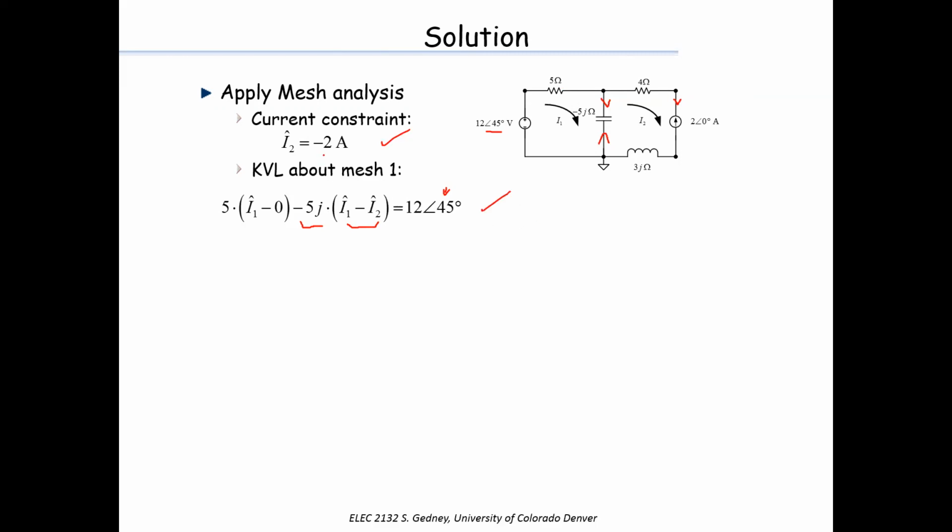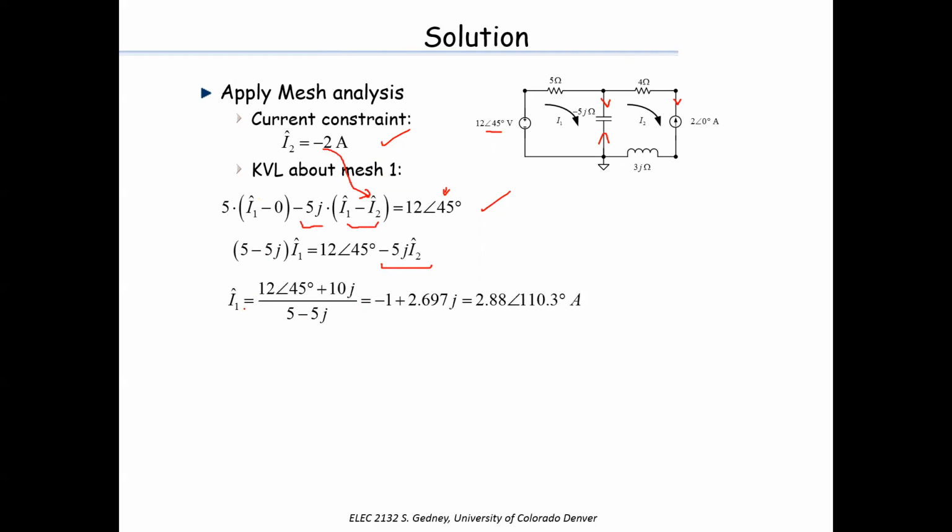Well, this is easy to solve because I can just plug in for I2. And I have an algebraic expression, which I can solve for I1. That is, I can move the minus 5J times minus I2 to the right-hand side. So it just gives me minus 5J I2 on the right. I add these two terms. I get (5 minus 5J) I1 on the left. And now, since I2 is minus 2 amps, I plug that in. And minus 2 times minus 5J gives me plus 10J, divided by 5 minus 5J. And finally, this gives me 2.88 angle 110.3 degrees amps for I1. And so now I'm done solving for I1 and I2 using mesh analysis.